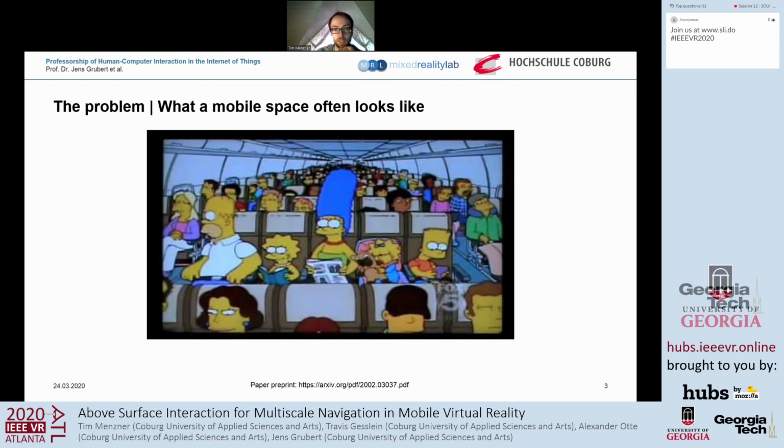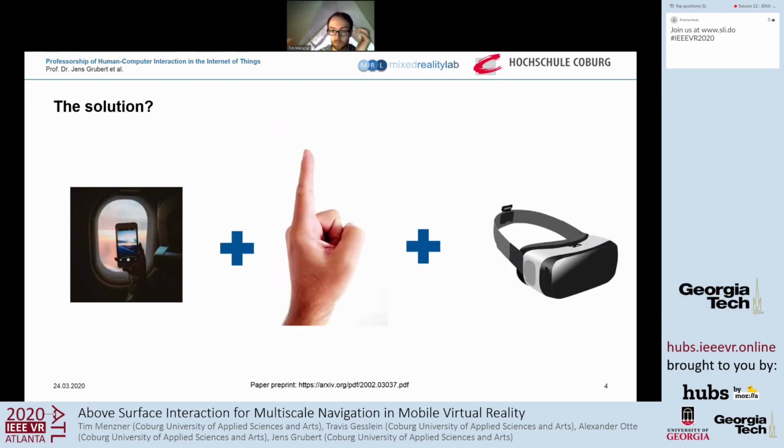So this is a problem, but to every problem, there's a solution. And in this context, our idea was to use the given space in a mobile scenario more efficiently by combining a common mobile input device like a smartphone with finger tracking in the space above the device. And this idea is also supported by the recent enabling of hand tracking on the Oculus Quest.